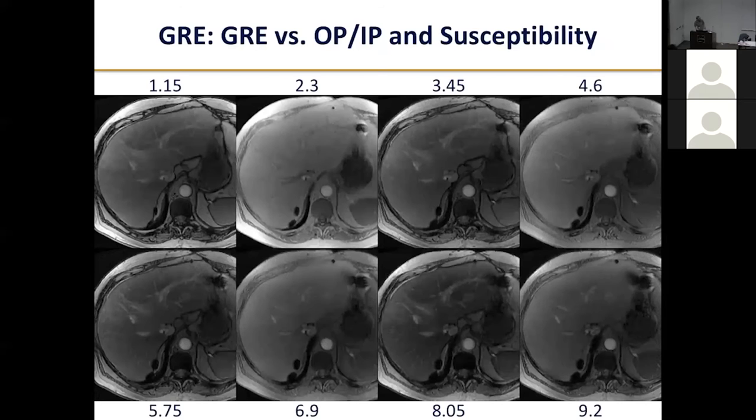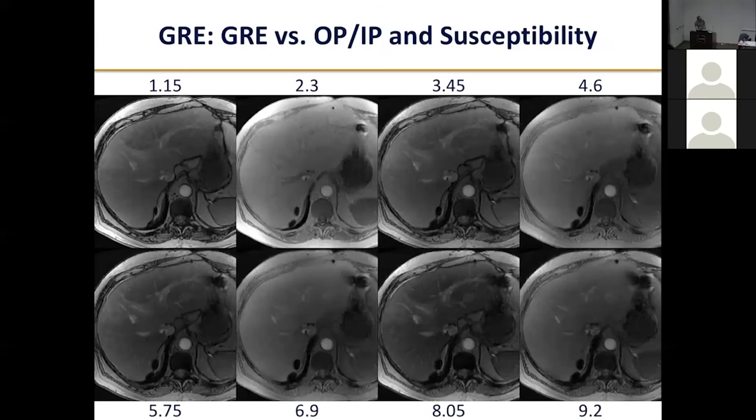And I think you can appreciate that the signal of the liver went down. Similarly, you can look at this image, TE 2.3, and compare it to this image, TE 9.2. So as TE increases, signal goes down. Notice also that as the image goes from out of phase to in phase to out of phase, the fatty liver is a little bit dark, bright, dark, bright, dark, bright. So the signal oscillates. Also notice that the India ink artifact, here we have India ink, here we don't, here we do, here we don't, etc.